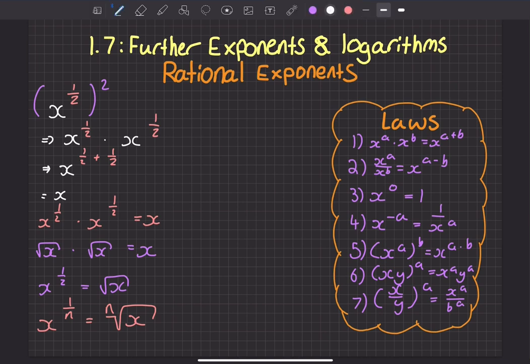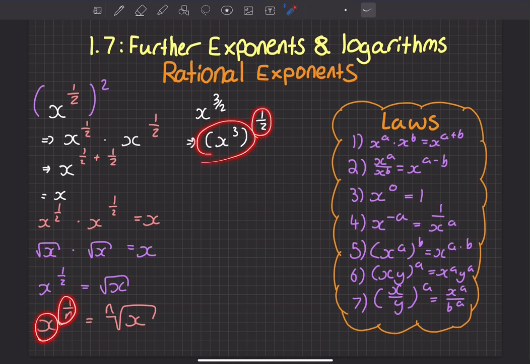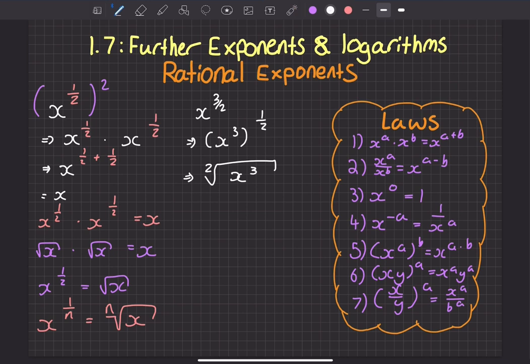So let's take it a step further. What if we had x to the power of 3 over 2? How do you do this now? Using our exponent laws, especially the fifth one here, we can write this as x cubed to the power of a half, because then it would be 3 times a half, which is 3 over 2. Now we have it in the form of x to the power of a fraction, so we can write it again like this, but this x is now to the power of 3.